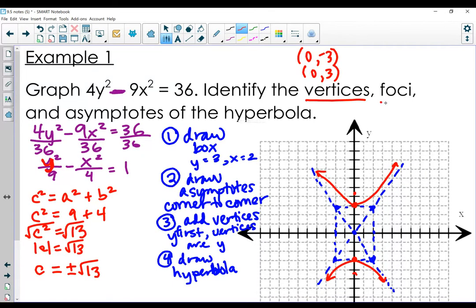So when I write down my foci, remember those are going to be on my y-axis. My transverse axis is vertical, right? So they've got to be up and down from that center. So my foci will be (0, plus or minus square root of 13). You can write them with the plus or minus, or as two separate points. Sometimes teachers will have a preference, but either way is fine.